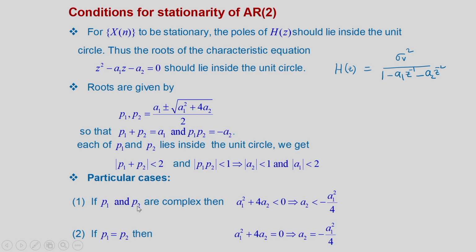Suppose P1 and P2 are complex, then this part will be less than 0. So, A1 square plus 4A2 must be less than 0. That will in turn imply that A2 is less than minus A1 square by 4. Now, this region is a parabolic region, and when roots are equal, P1 equal to P2, then this term will be equal to 0, and in that case A2 equals minus A1 square by 4, which is a parabola.